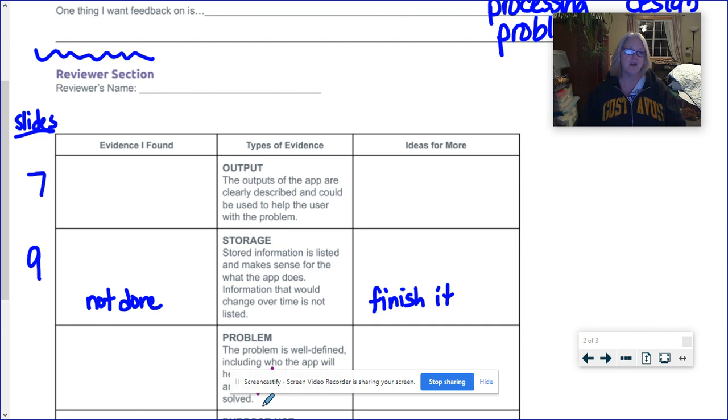So that way it's kind of a note when I go back and look at these that says, at the time you did this, this was not completed.